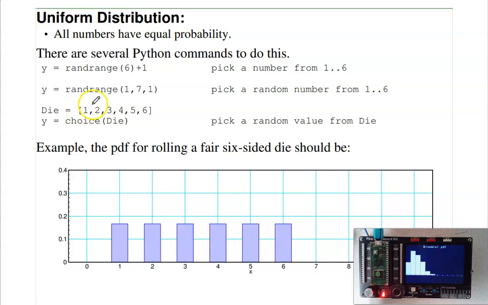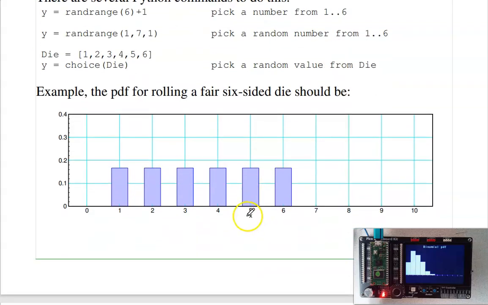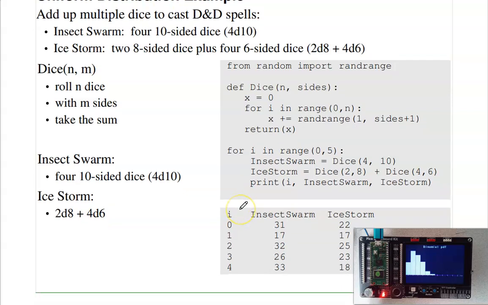Or I can say, here's the die rolls, 1 through 6. Pick one from that. That's what the choice function does. Pick one from that population. The PDF looks like this. Equal probability for all numbers.